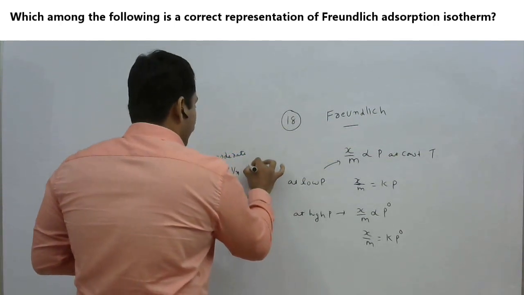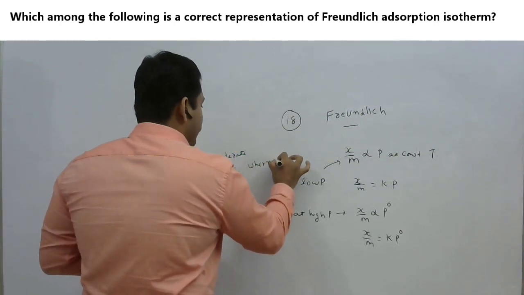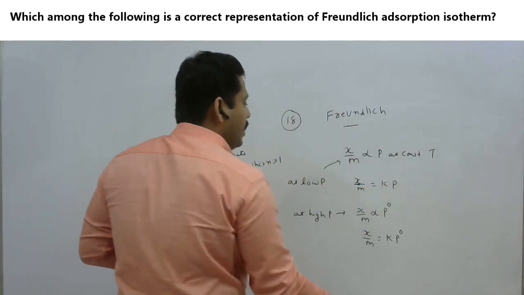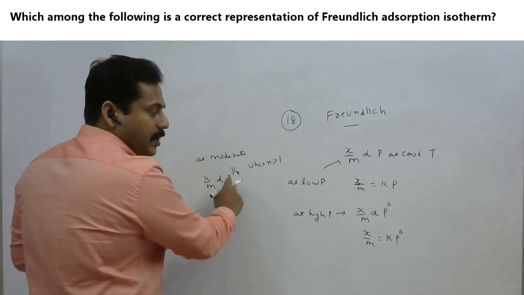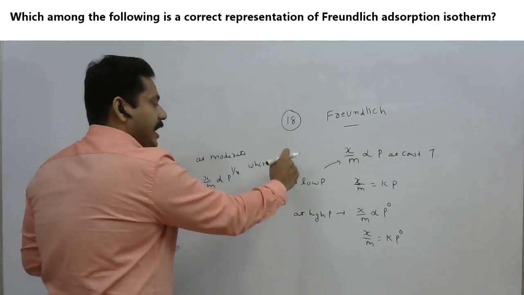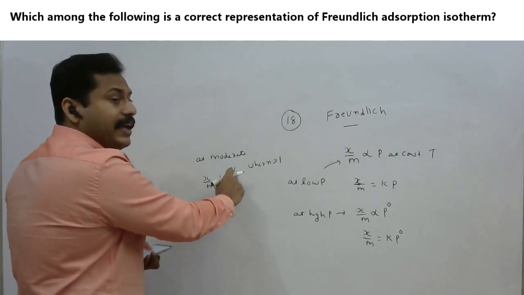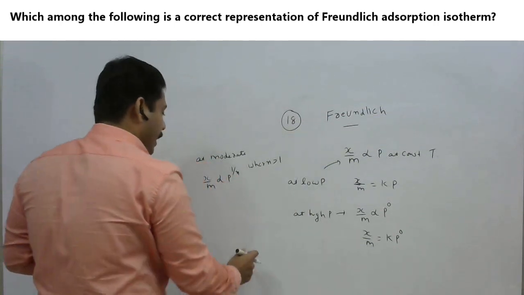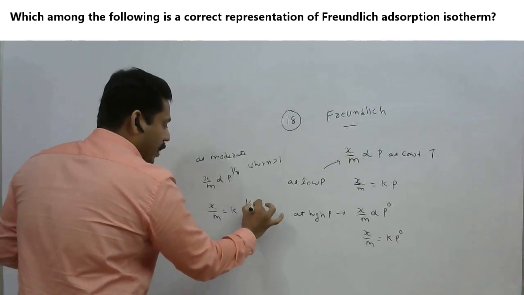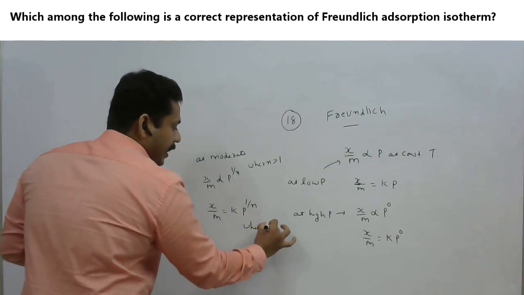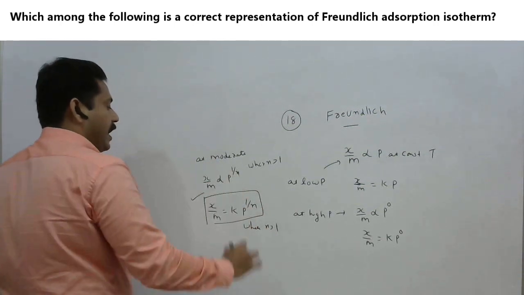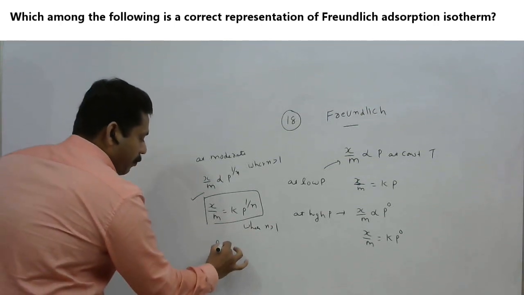Here N has to be greater than 1 because the pressure is ranging from 0 to 1 only. So the possible values of P range from 0 to 1. That is why I told you N has to be greater than 1. Then 1 divided by a number greater than 1 ranges from 0 to 1, correct? So X by M is equal to K into P raised to 1 by N, where N is greater than 1. So this is known as what? Freundlich adsorption isotherm.